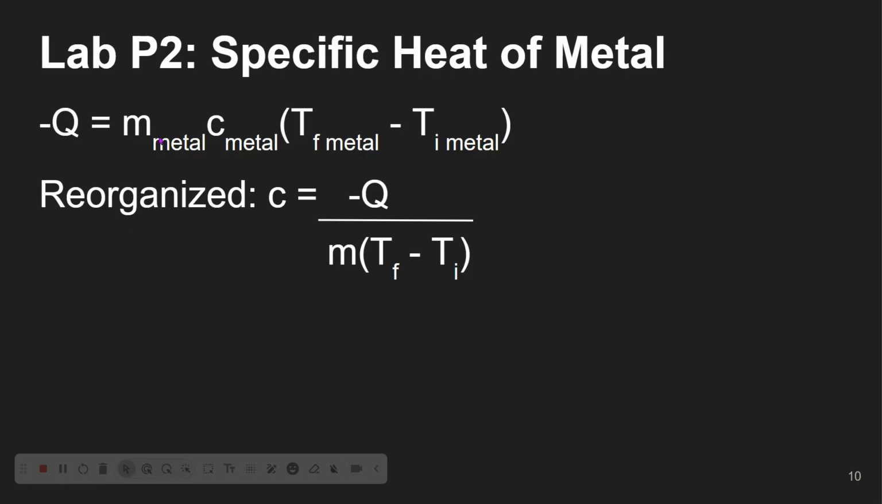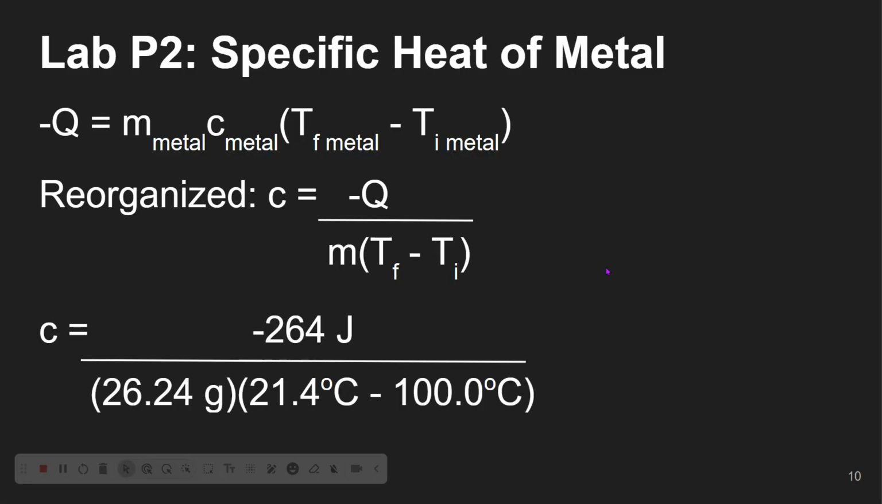We know the mass of the metal. We don't know the specific heat of the metal. That's actually what we want to find out, because that would identify which metal we have, since it's a unique property. We know the final temperature of the metal and the initial temperature of the metal. So if we reorganize this equation to solve for C, this is its setup: negative Q divided by the mass times ΔT. And if you need to pause to do this algebra yourself so that you understand that, please do.